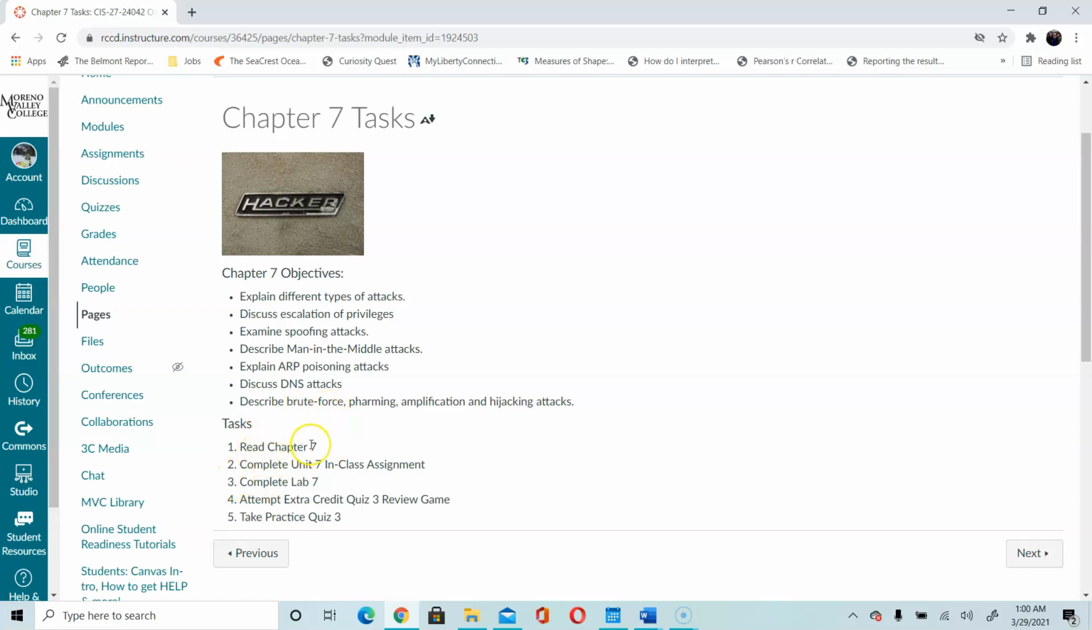We're going to read Chapter 7. We're going to complete Unit 7 in class assignment, and we are going to complete Lab 7, and we're going to attempt our extra credit, which helps you prepare for Quiz 3, and we are going to take Quiz 3, which covers Chapter 4 and 5.